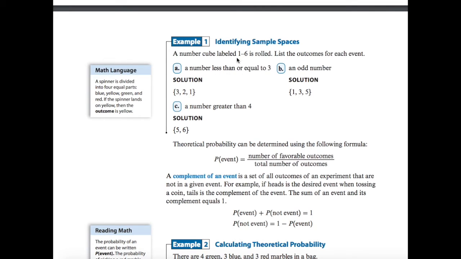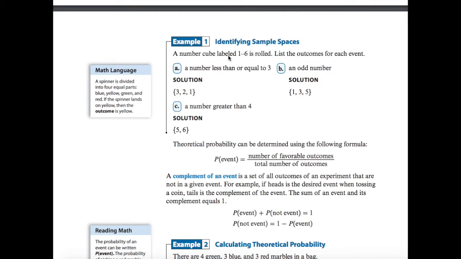If you're rolling a numbered cube, that's another name for a dice or a die, what's the likelihood of a number less than or equal to 3 being rolled? Well, you've got 1, 2, 3, 4, 5, 6 on that die, and if you're getting a number that's less than or equal to 3, the only options that you have are 1, 2, or 3. 4 is greater than, 5 is greater than, 6 is greater than. So that's your sample space, what would be the outcome for that type of scenario.